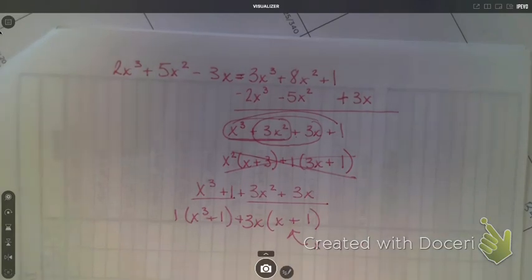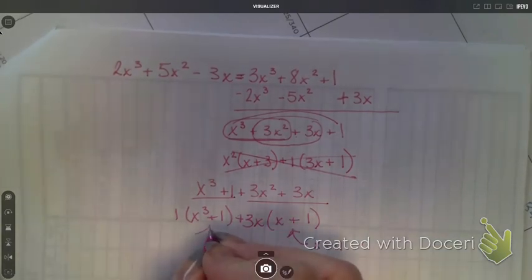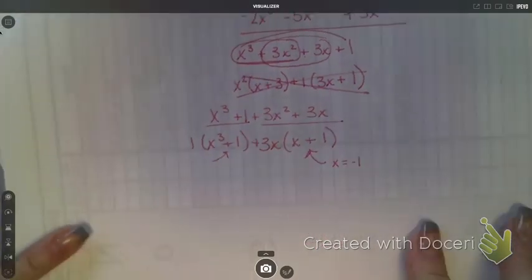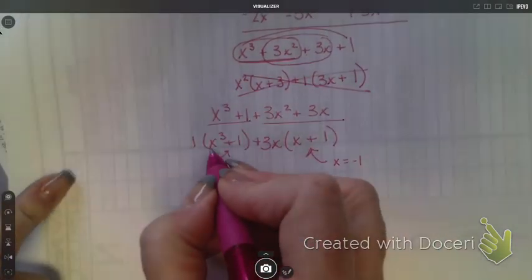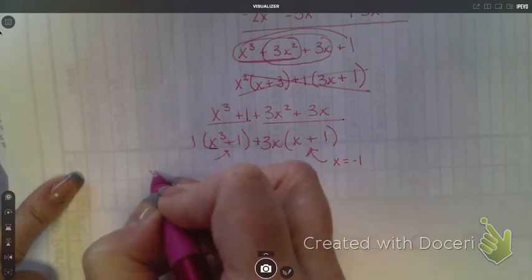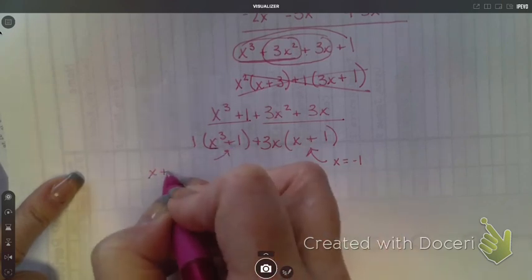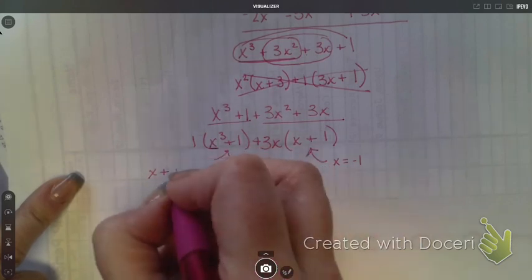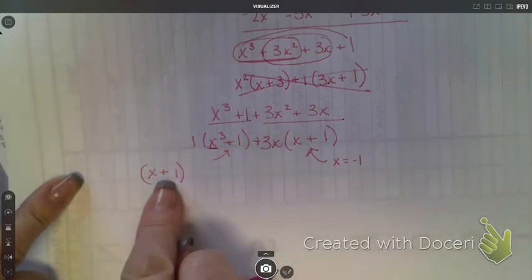Yeah. And remember we did the sum and difference of cubes a long time ago? What's the cube root of x cubed? X. Same sign. What's the cube root of 1? 1.